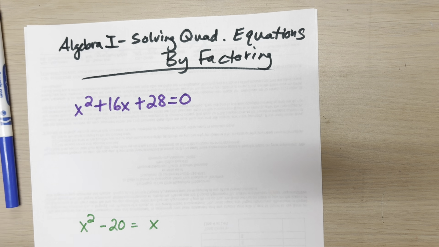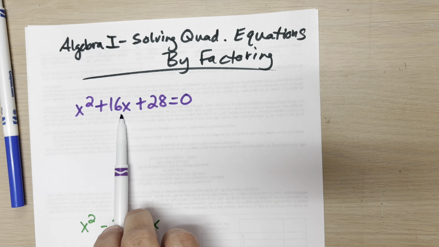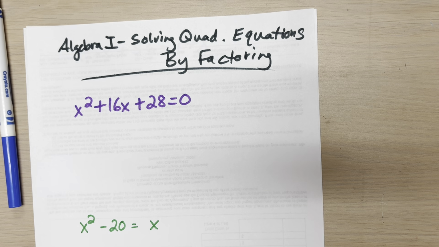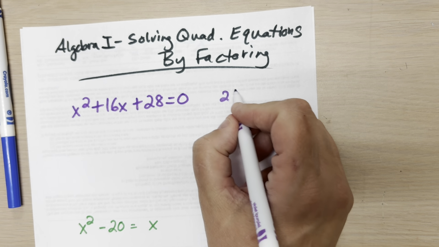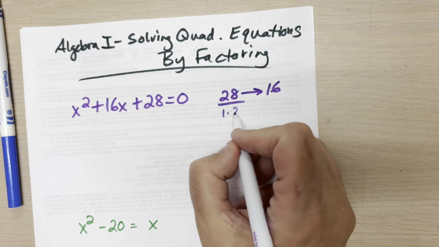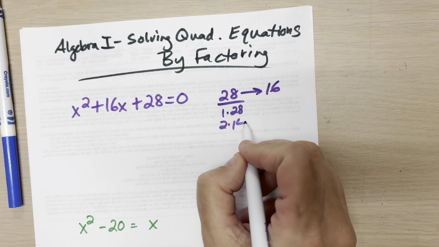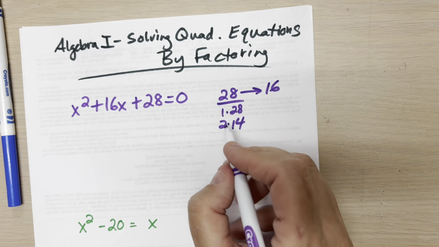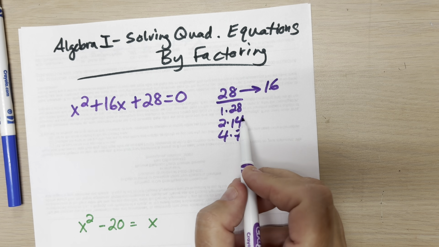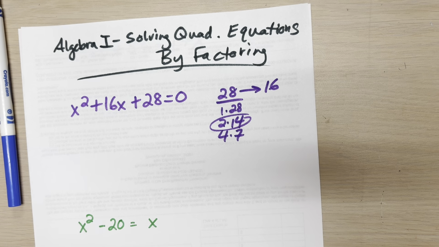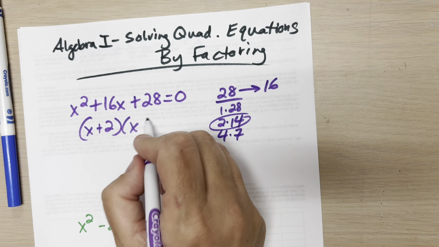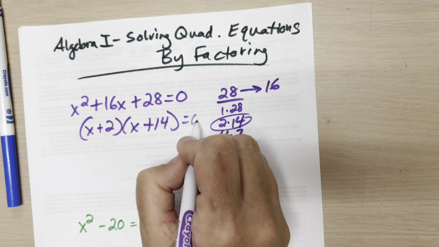Okay, let's see. We've got x squared plus 16x plus 28 is 0. So you always want to make sure your equation is set to 0, which it is. Now I'm looking for the numbers that multiply to 28 that add to 16. And if you don't know them, you can just list out the factors. You can use a calculator to help you. And there we go. So hopefully you see that 2 plus 14 is 16. So that means x plus 2 and x plus 14 are our factors.